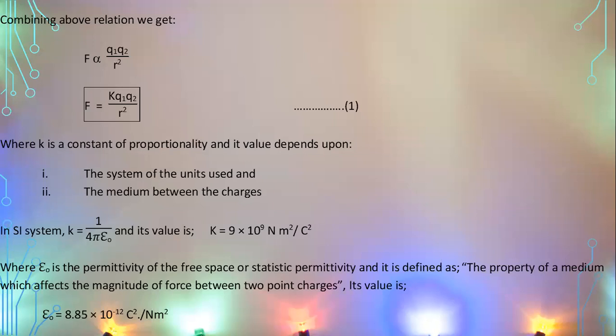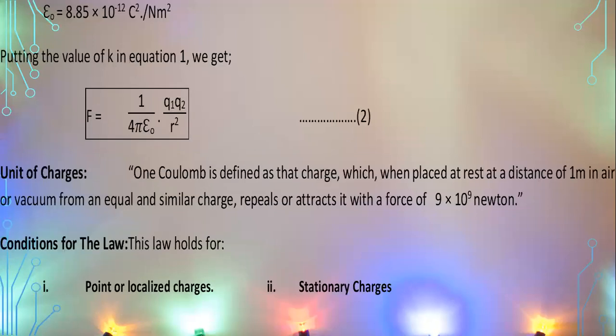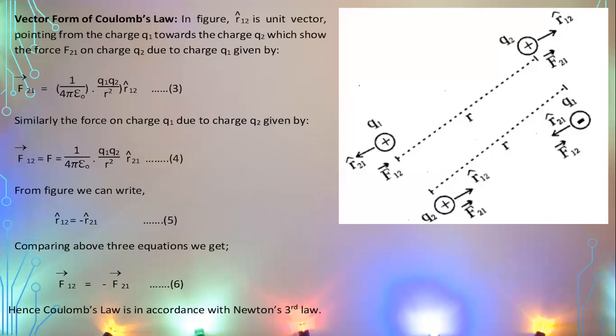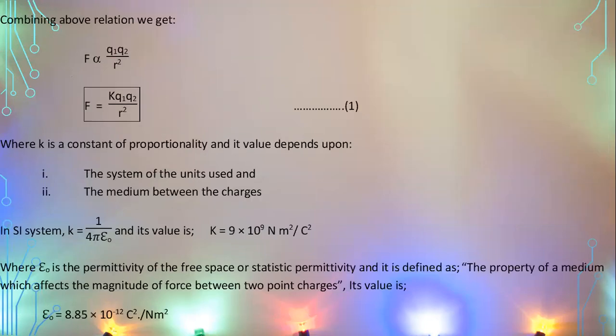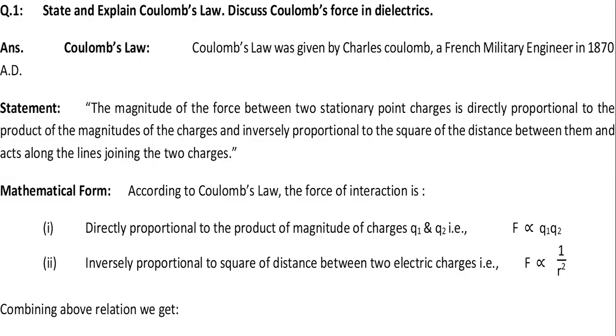what factors this value of k depends on, and then we will move on to the permittivity of space, free space, relative permittivity, and permittivity of vacuum. Then we will study the unit of charge and the limitations of Coulomb's law. Then we will discuss the vector form of Coulomb's law. Now, let's start from the first statement.